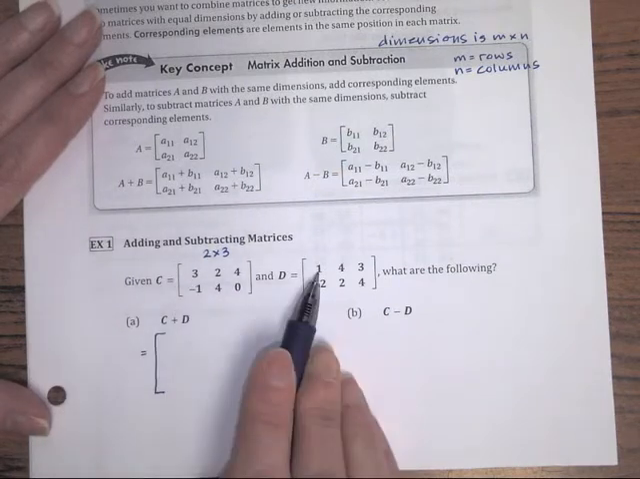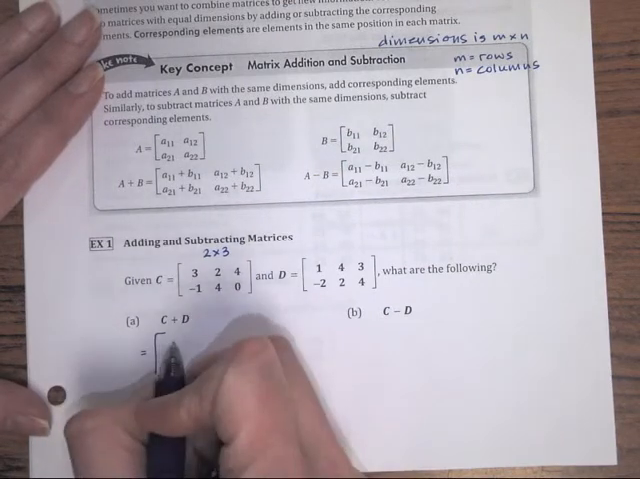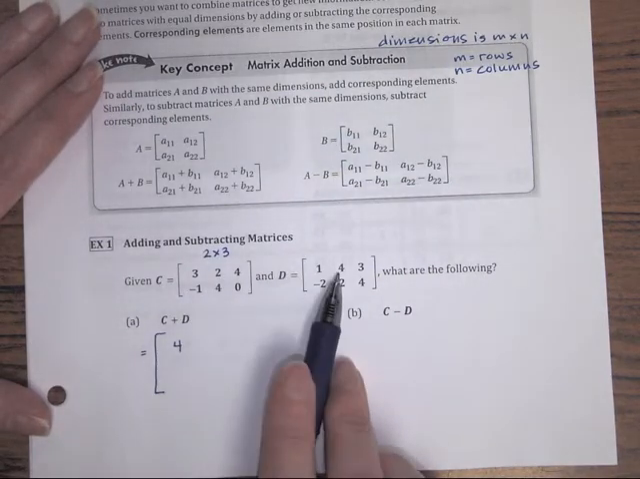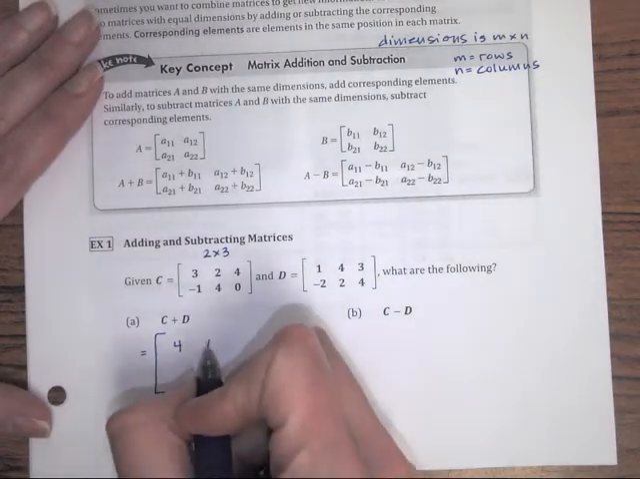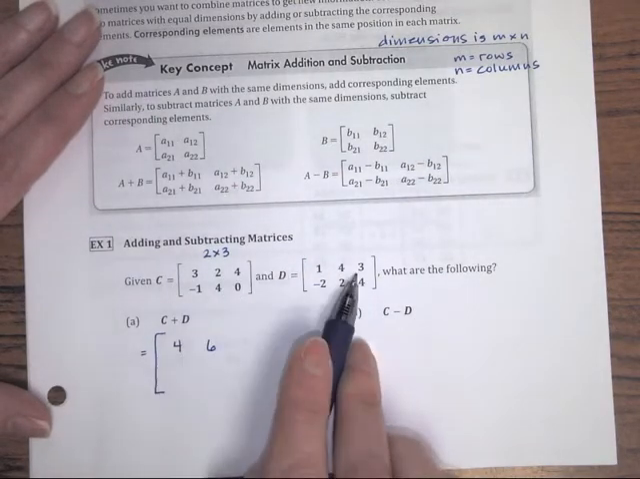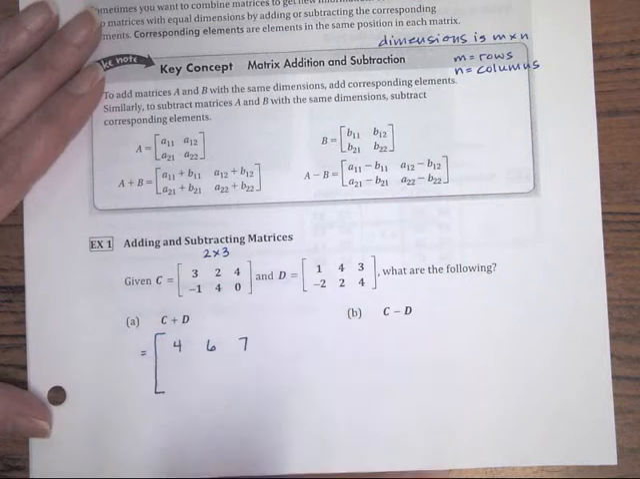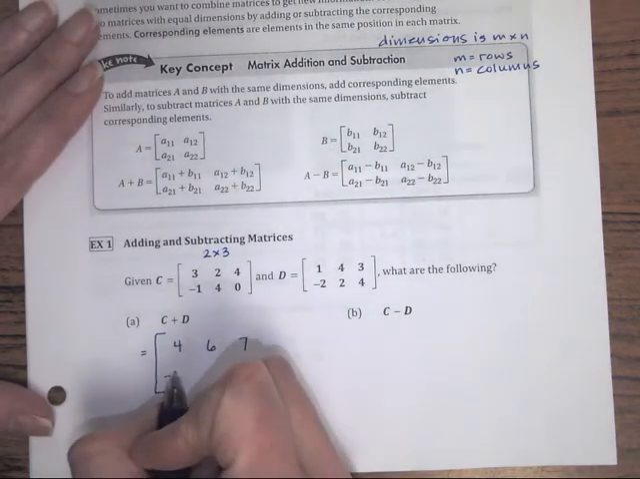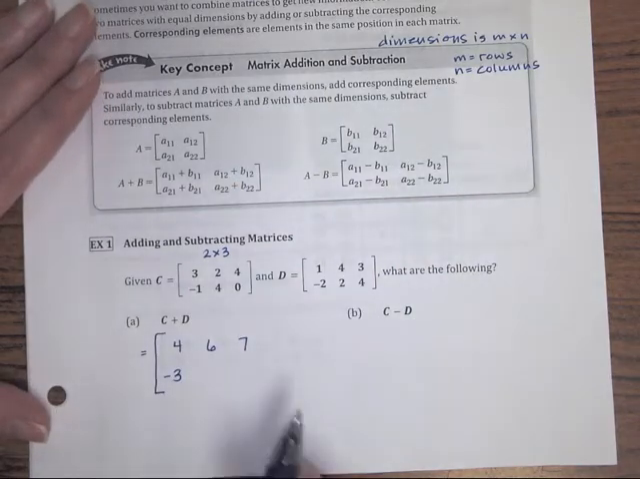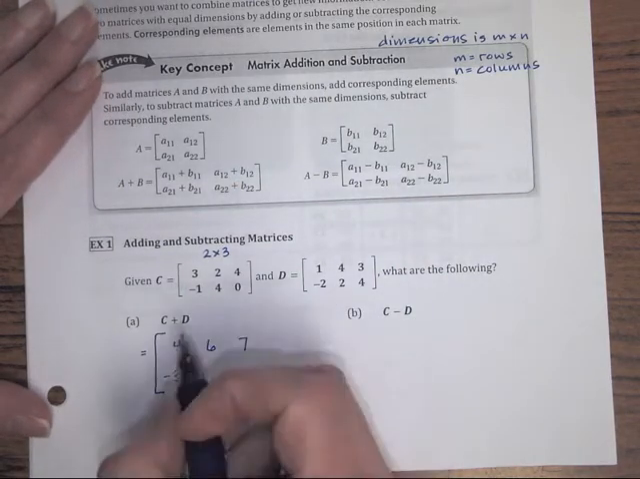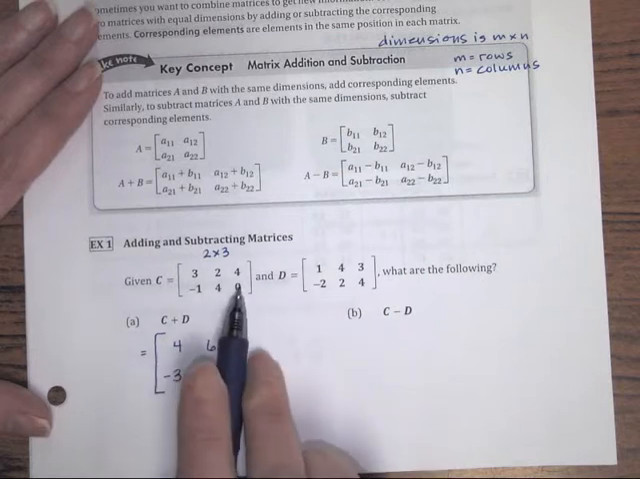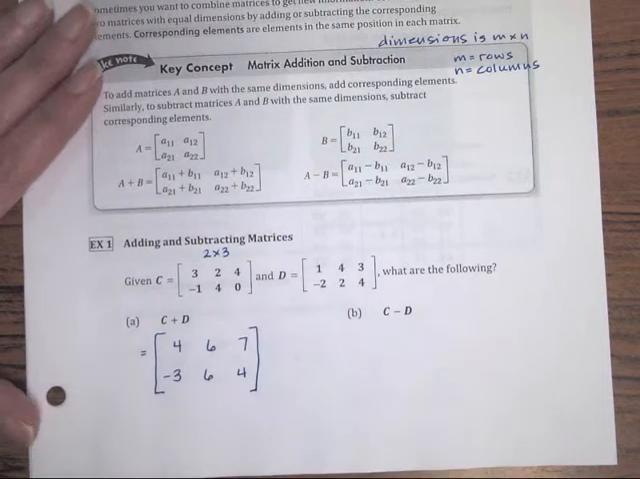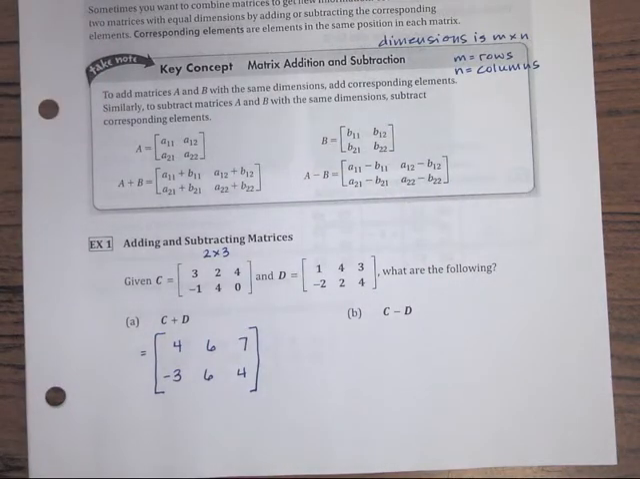See the 3 and the 1? 4. All right? See 2 and 4 corresponding? 6. 4 and 3 corresponding? 7. Negative 1 and negative 2? Negative 3. 4 and 2? 6. 0 and 4? 4. How was that? Tricky.